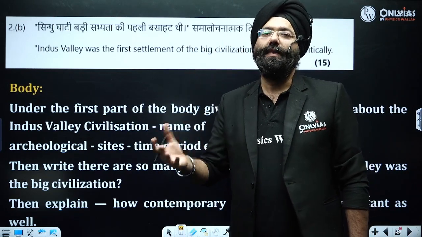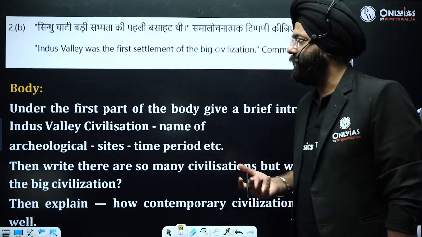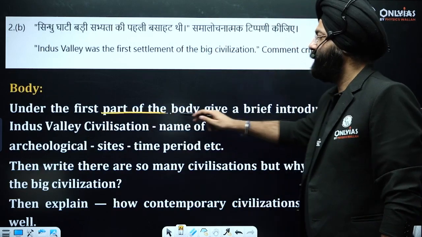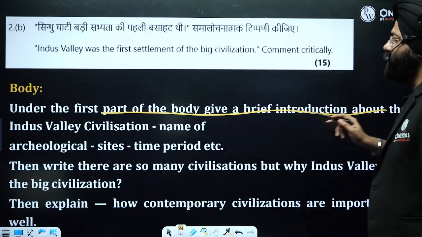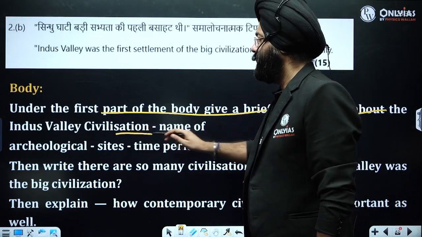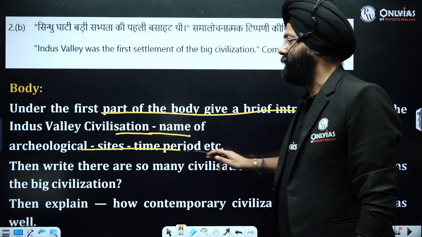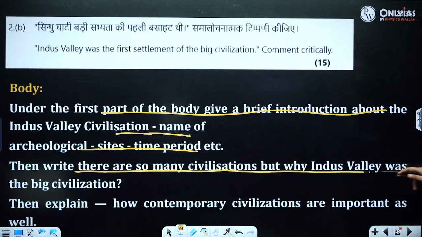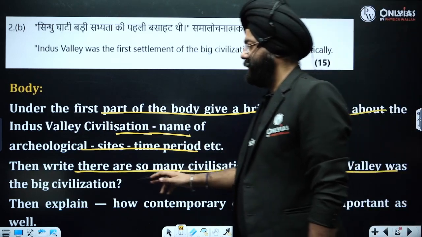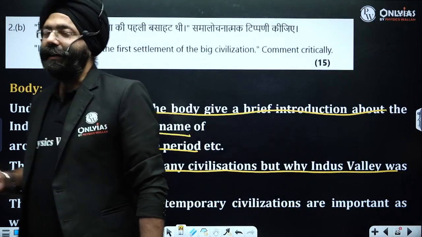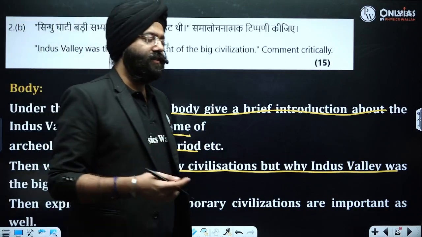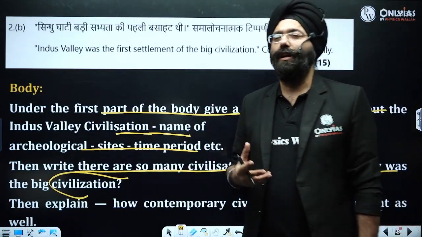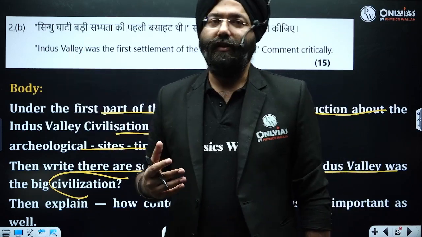So you had to basically highlight that stuff, right? So pehle Indus Valley civilization ka highlight kar dijiye. Then under the first part of the body give a brief introduction about the Indus Valley civilizations, name of archaeological sites and time period ke bare mein batana hai. Then write there were so many civilizations but Indus Valley big thi, right? Uske characteristics the itni badi, chahe wo granary se leke alag alag aapke great bath se leke aapke culture ho gaya, aapka trade ho gaya, aapka expansion ho gaya geographical.